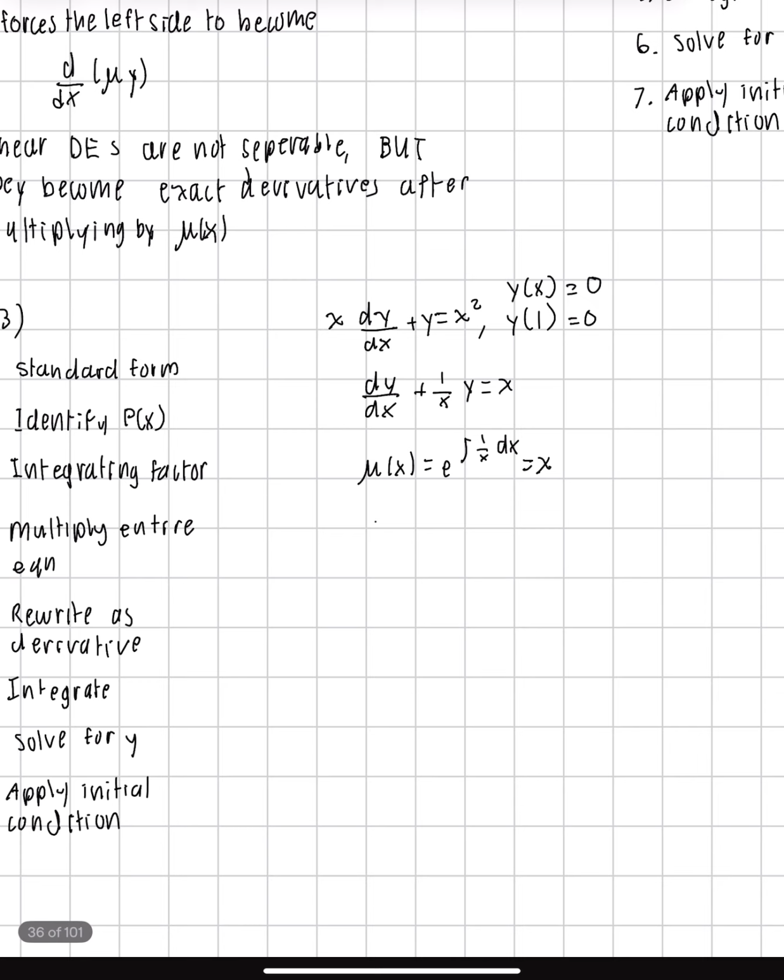So now we can multiply the entire equation. So we have x dy over dx plus y is equal to x squared. And now we can rewrite this as a derivative. So we have d over dx of xy is equal to x squared. Now integrating this, we get that xy is equal to x cubed over 3 plus c. Now if we solve this for y, we get y is equal to x squared over 3 plus c over x.